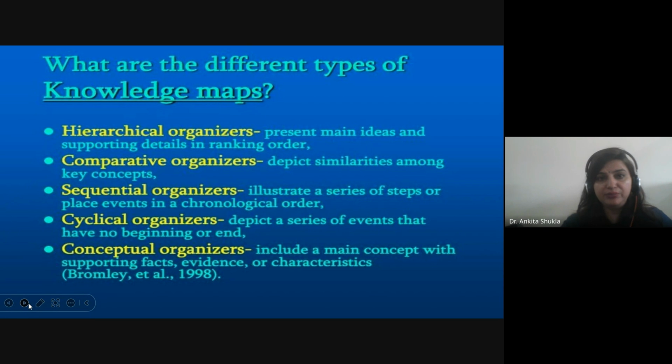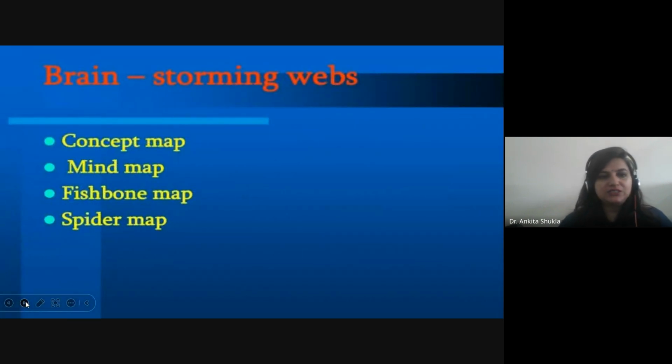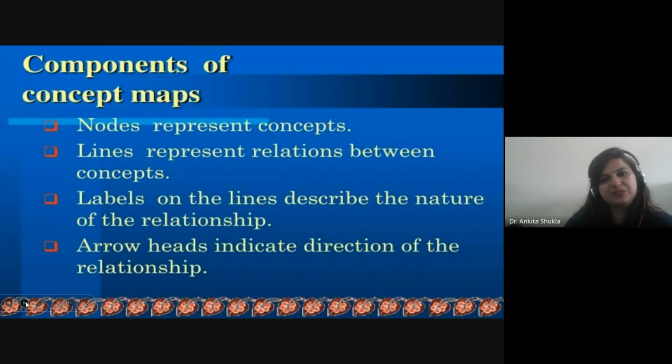There are brainstorming maps: concept map, mind map, fishbone map, spider map. Components of concept maps: nodes represent concepts. Lines represent relations between concepts. Labels on the lines describe the nature of the relationship. Arrowheads indicate the direction of the relationship. And concept map, C map.